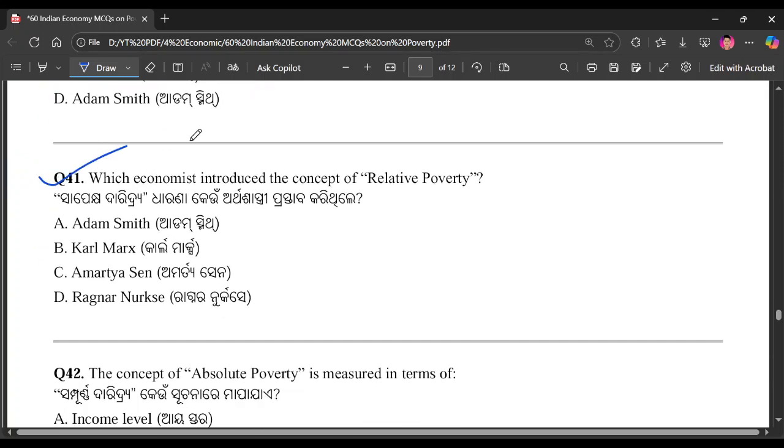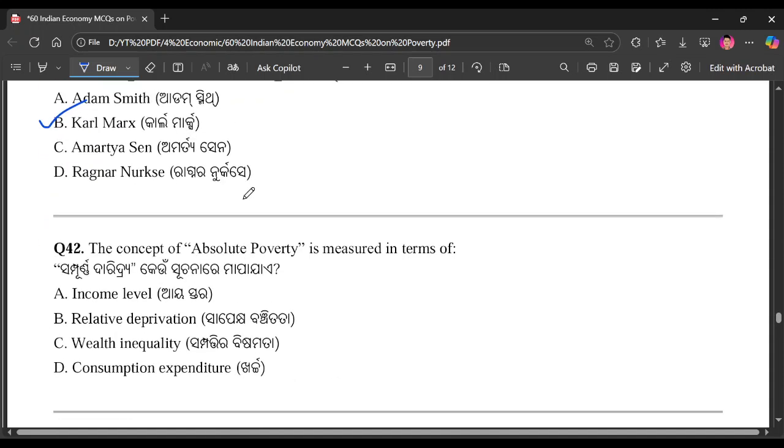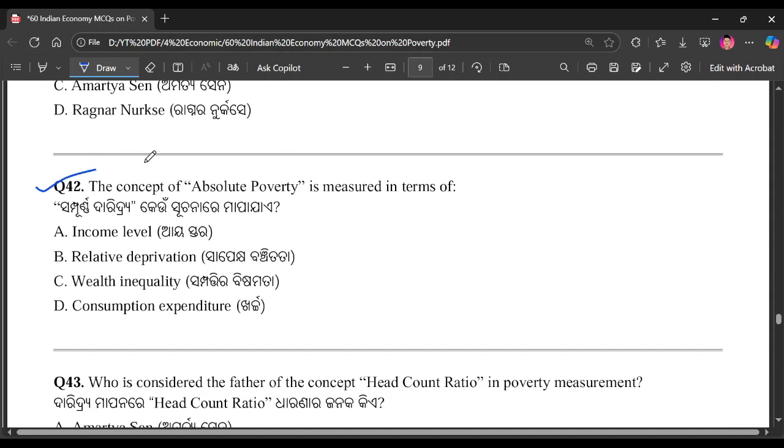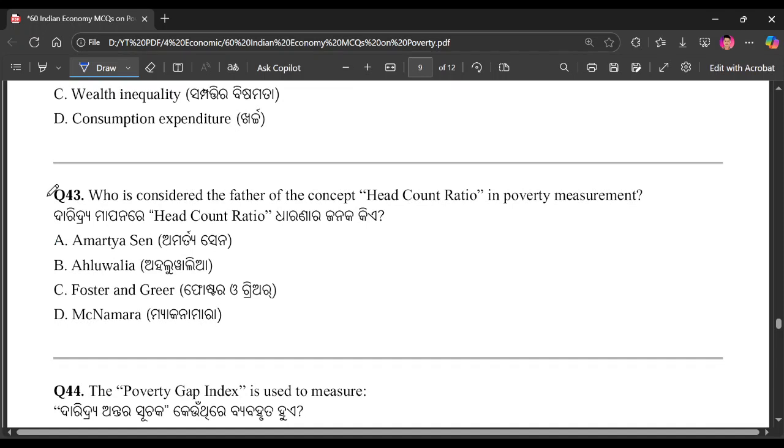Question number 41. Which economist introduced the concept of relative poverty? Right answer is option number B. Question number 42. The concept of absolute poverty is measured in terms of? Right answer is option number A. Question number 43. Who is considered the father of the concept of headcount ratio in poverty measurement? Right answer is option number C.